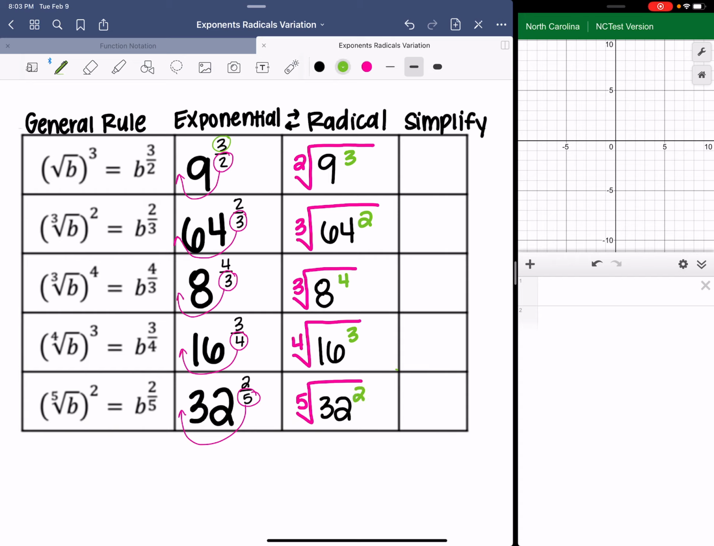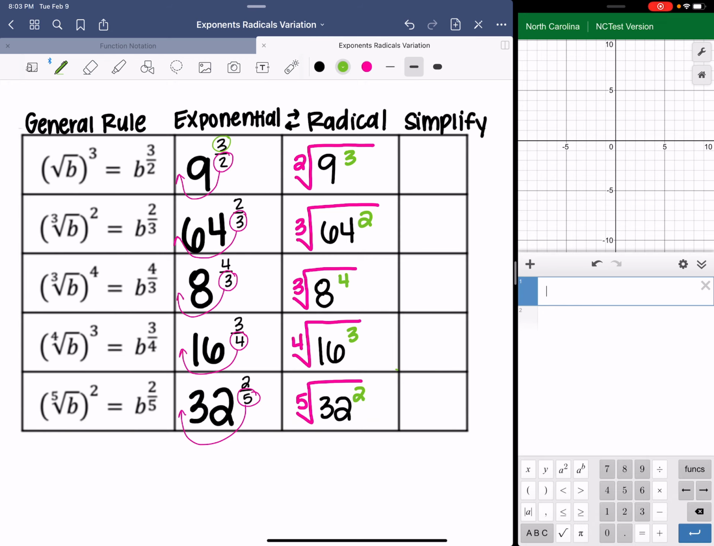All right, now to simplify this, I have Desmos pulled up so that we can just type these in. I'm going to show you both ways. So I can type 9 and then a to the power b gives me that exponent. And then for the exponent, I'm just going to type in 3 divided by 2. And that gives me a result of 27.